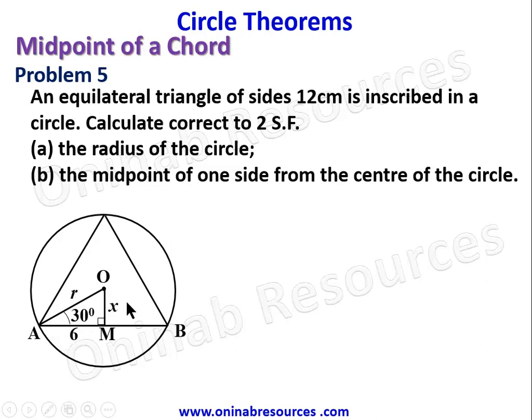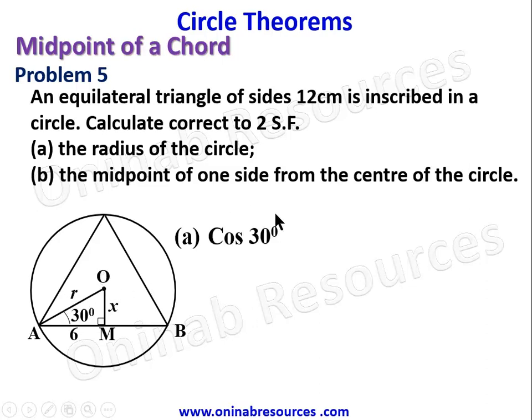Now we're going to use trigonometric ratios to solve this problem. Since this is a right angle triangle, we know one of the angles, and we are given the adjacent, the opposite, and the hypotenuse. So starting from problem A, that's the radius, we calculate R first. So this is adjacent and hypotenuse. So the ratio connecting adjacent and hypotenuse is cosine.